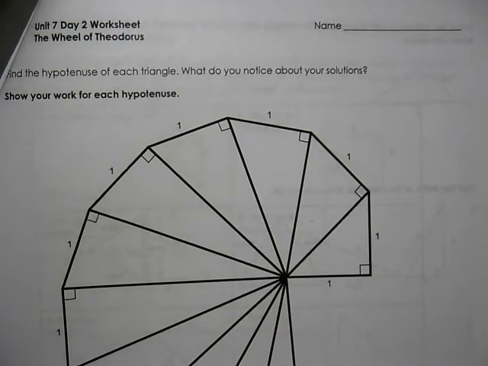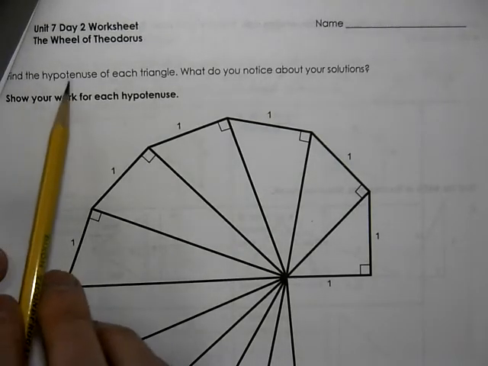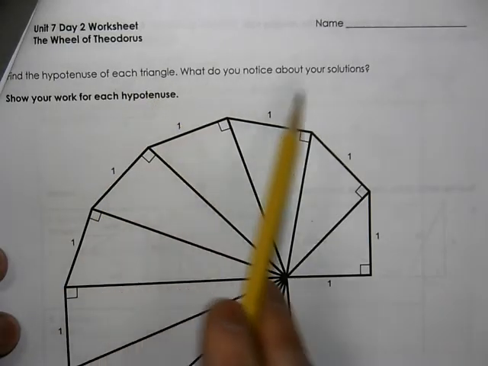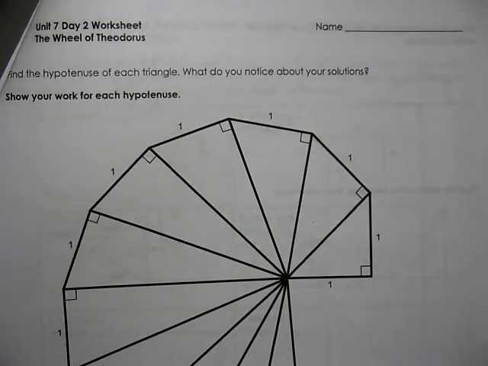This is Geometry, Unit 7, Day 2 worksheet. We're first going to work on the wheel of Pythagoras. So what we're supposed to do here is find the hypotenuse of each triangle. What do you notice about the solutions? There's going to be a pattern as we work our way around.